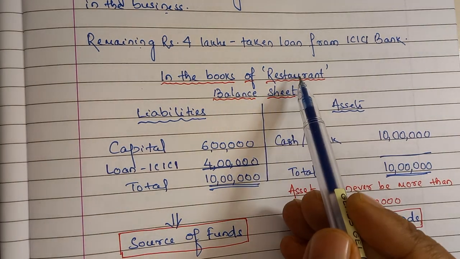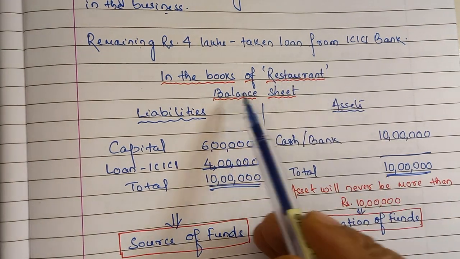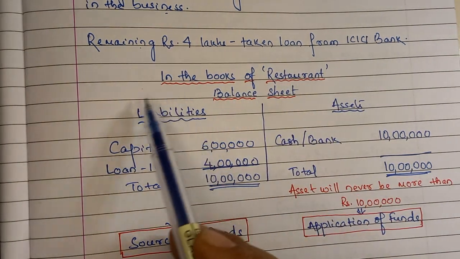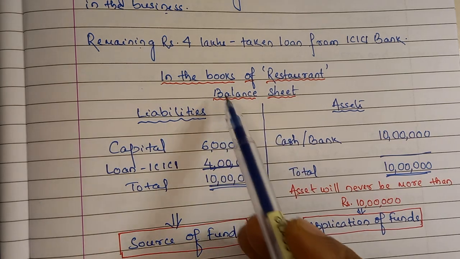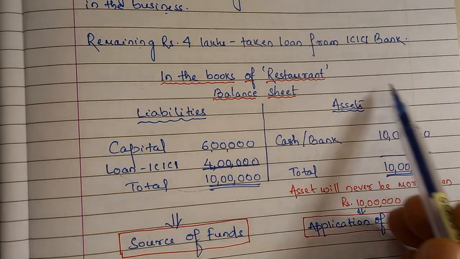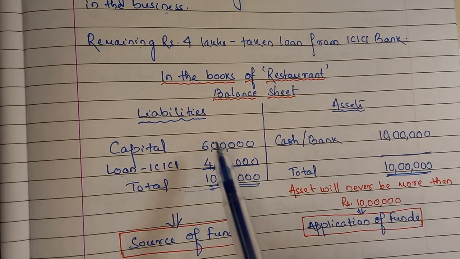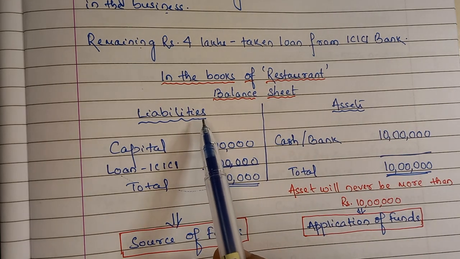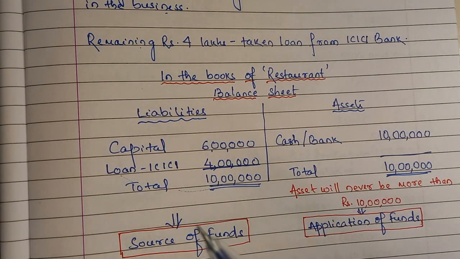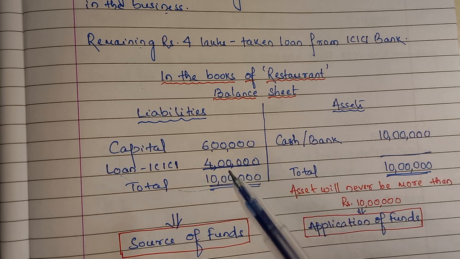Now if I have to prepare the balance sheet in the books of the restaurant, that means in the books of the business, I'll have the liabilities on the left side. This is the format for the balance sheet, and on the right side I will have the assets. So what are the liabilities? What is the meaning of liability? What the business has to pay back.